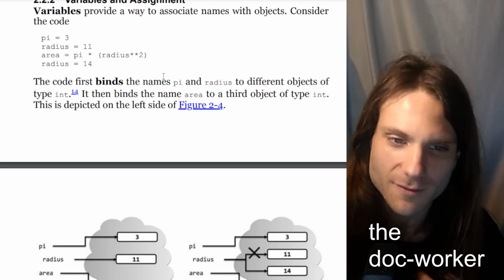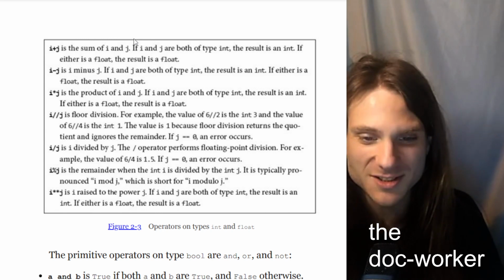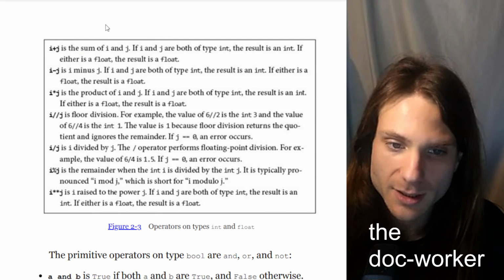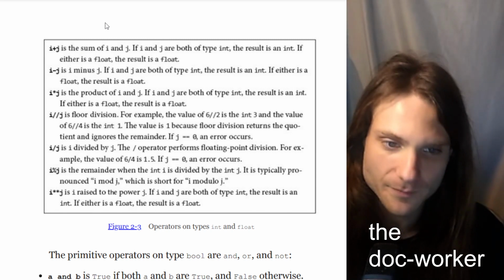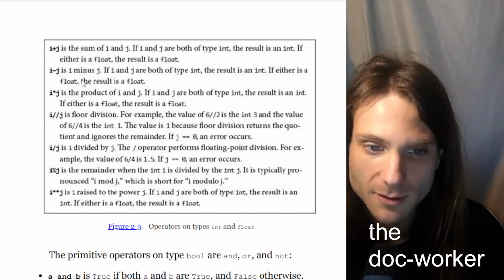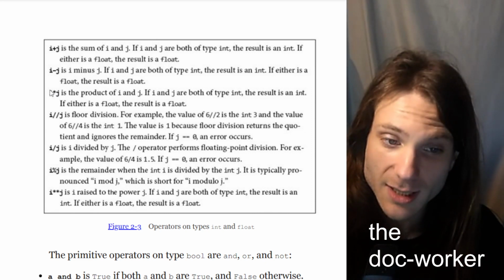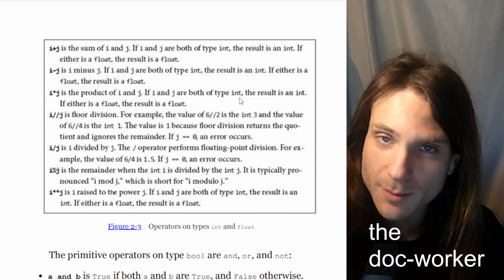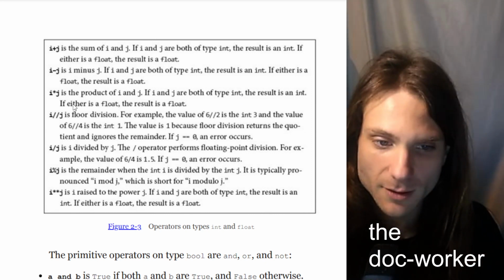In fact, we'll do this. Okay. Figure 2.3, operators on types int and float. i plus j is the sum of i and j. If i and j are both of type int, the result is an int. If either is a float, the result is a float. i minus j is i minus j, and the same is true. If either is a float, the result will be a float. i times j, or i star j, is the product of i and j. Same: if they're both of type integer, the result will be an integer, but if either one is a float, then the result will be a float.